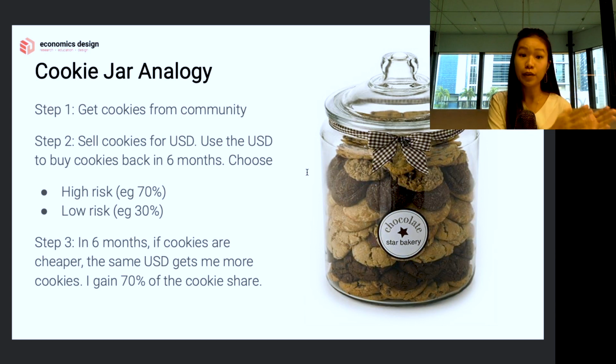So the first cookie jar example is that you give me money, I buy cookies, I package these cookies up, and we get returns from these cookies. The second example is that you give me cookies, I sell the cookies, in 6 months' time I'm going to buy the cookies back, and whatever gains or losses will be shared by everyone. That's the different idea.